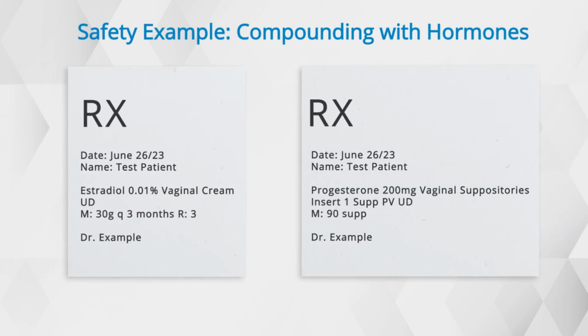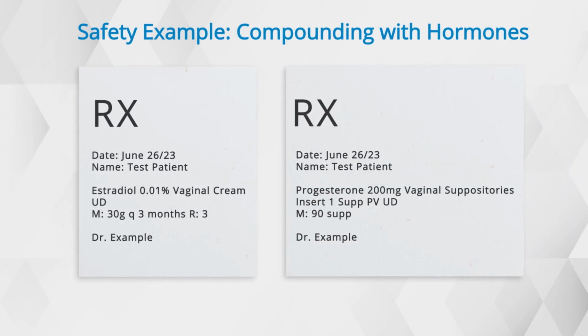Now let's take a look at two other prescriptions that may not be as straightforward as hydrocortisone in clotrimazole cream. The first prescription is for estradiol 0.01% vaginal cream, which is prepared by crushing Estrace tablets and mixing the powder into a cream. The pharmacy prepares approximately 30 grams every 3 months. The second prescription is for progesterone 200 milligram vaginal suppositories, which are compounded using progesterone micronized powder added to a suppository base and prepared in a suppository mold.